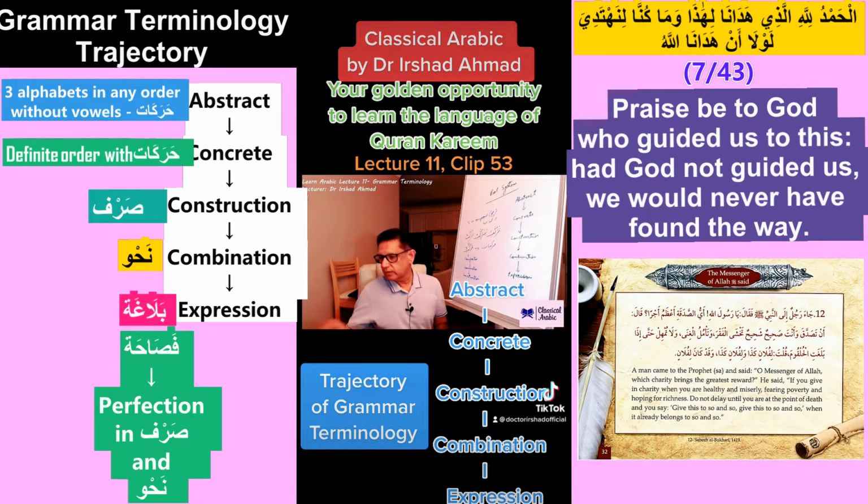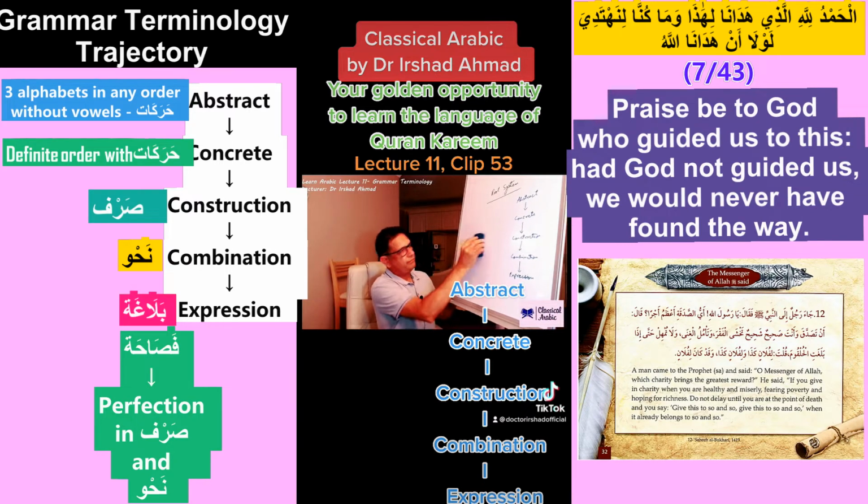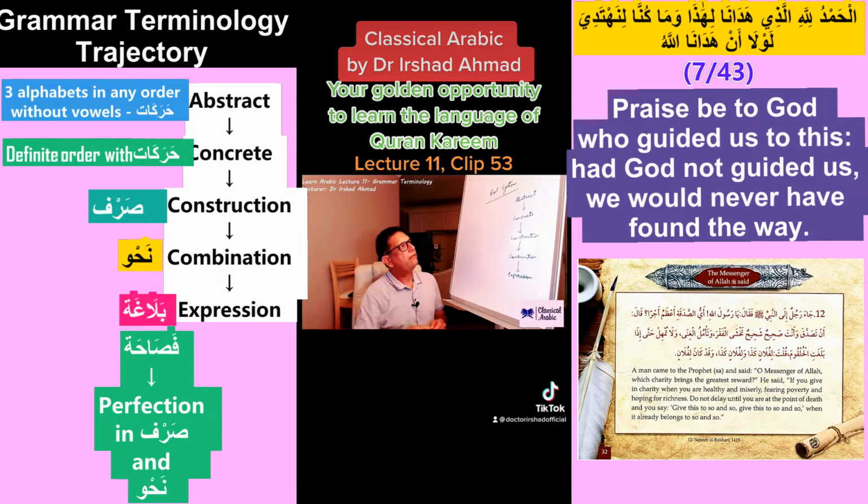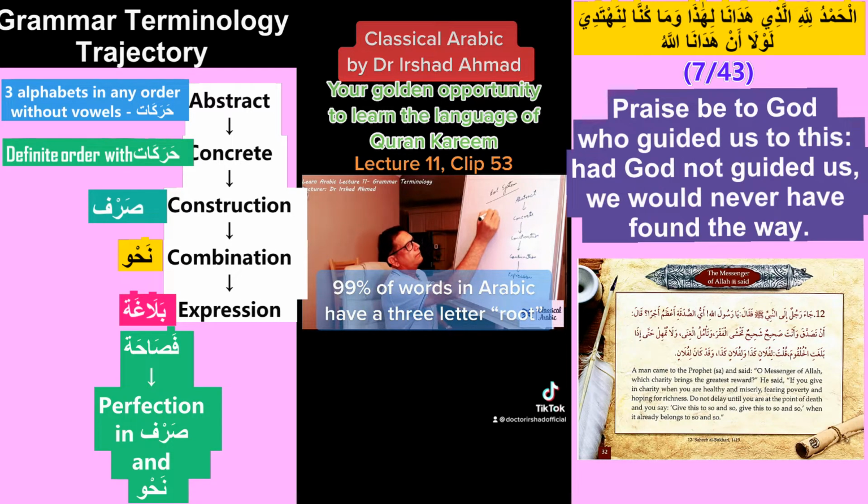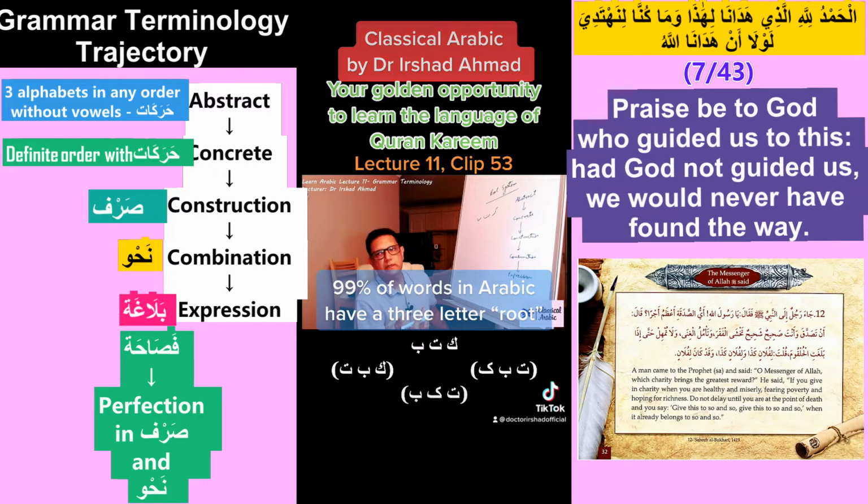We know that 99% of the words in Arabic have a 3-letter root. If we pick one of those, not the root, let's pick the letters first. So we have 3 letters, kaf, ta, ba. So these are individual letters. If we say these letters in isolation, we can say ta, ba, kaf, kaf, ba, ta, ta, kaf, ba, in any order. So here we are looking at them individually without an order.